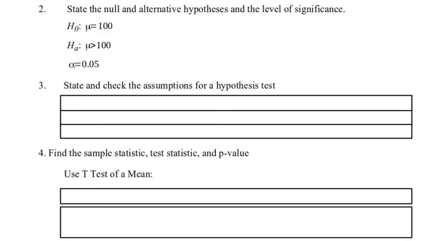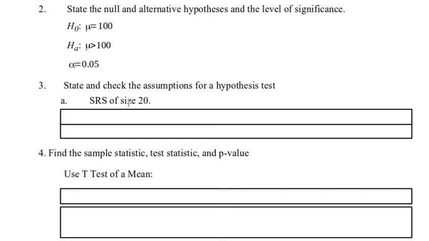We now need to check the assumptions of this test. Well, we were told that a random number generator was used to select these 20 people. So clearly a simple random sample. We then remind ourselves that the IQ is known to be normally distributed.